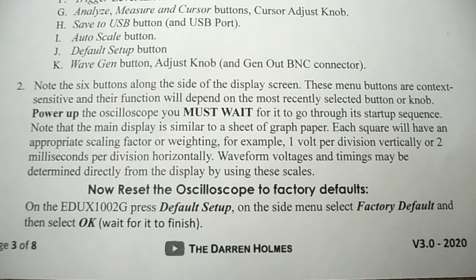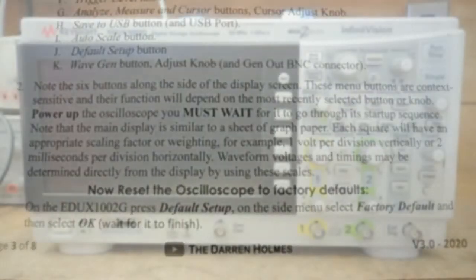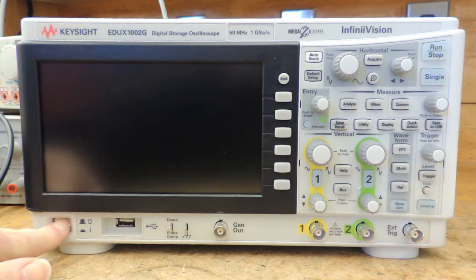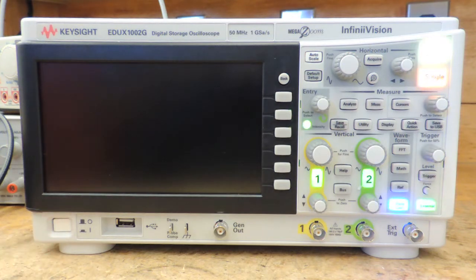So on the oscilloscope, we're going to press default setup. On the side menu, we're going to select factory default and select OK and wait for it to finish. So under procedure, step number 2, we're going to turn on the power to our oscilloscope. It does take a while for it to go through its startup sequence, so you will have to be a little bit patient.